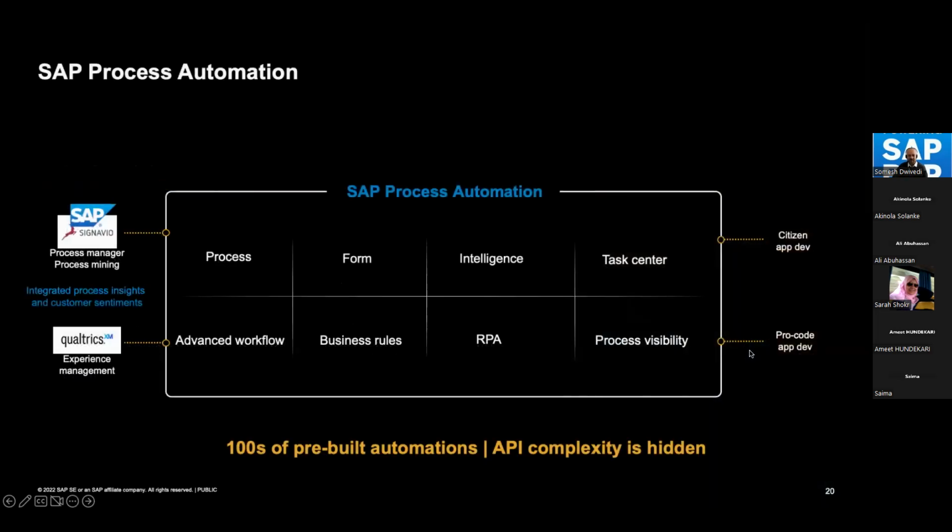Process automation. This is where SAP has really been innovating quite heavily. With the process automation service from SAP BTP, you already get hundreds of pre-built automations. There are various APIs where the complexity is completely hidden. You have a full continuum of automating your processes. You can define your workflows, you can create your business rules. All in all, it gives you a complete environment, from creating your bots to automating the business processes.